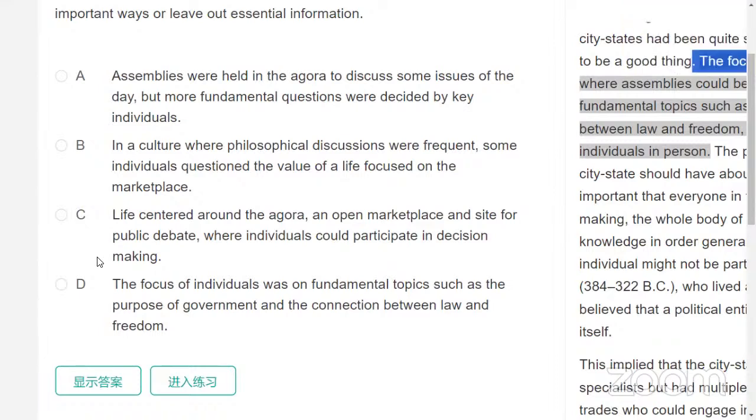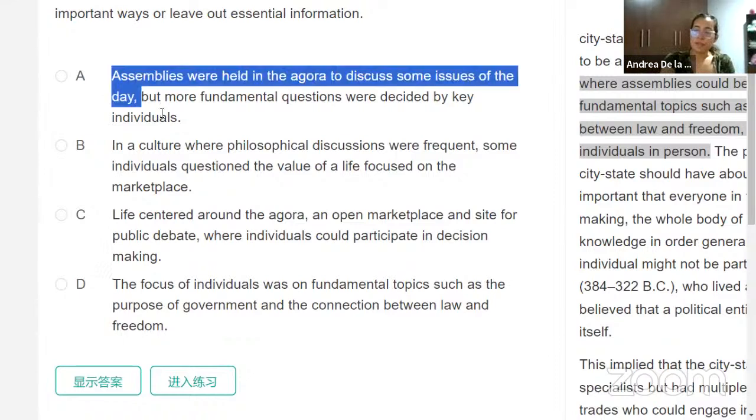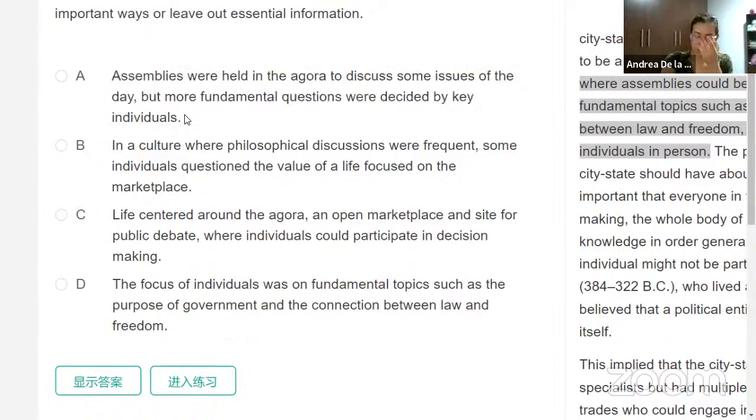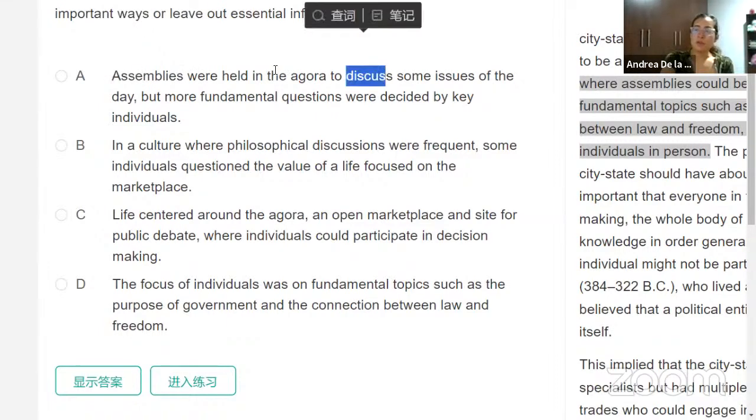A. Bueno, la idea principal de esta oración es decir que el enfoque, lo principal en la vida era el Agora. Are you sure? La opción E está describiendo dónde se llevaban a cabo las asambleas, ¿no? Dice, assemblies were held in the Agora. ¿Y qué discutían? To discuss some issues of the day.